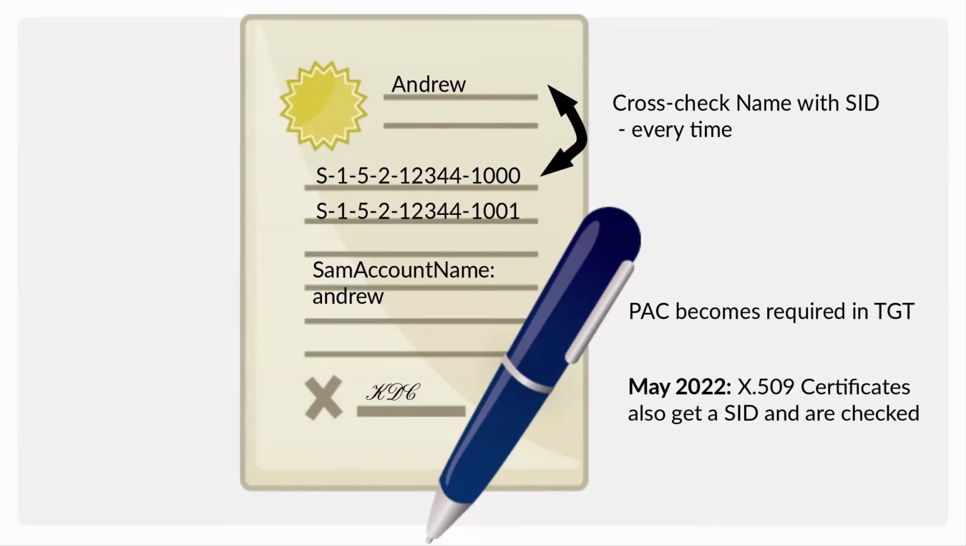In May 2022, the last of the things that I reported to Microsoft came out, which other people called Certified. Basically, there really is no difference between this Kerberos ticket and an X.509 certificate. All the same vulnerabilities apply, and they apply for longer because certificates tend to last a year, so you've got even more time to play. They also get a SID, and basically exactly the same fix is applied. So that's the fix, in some ways really simple.